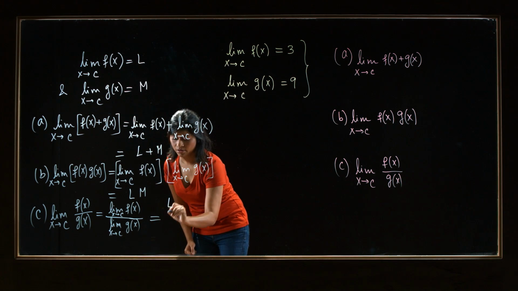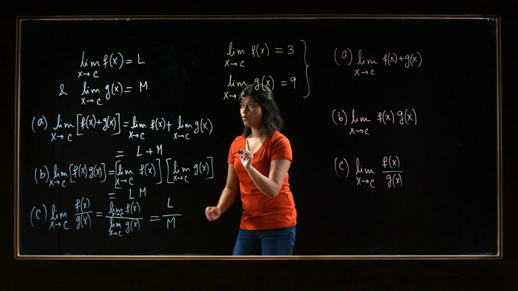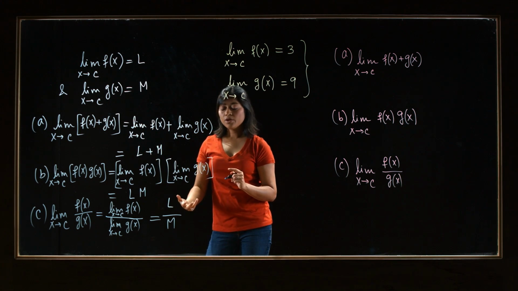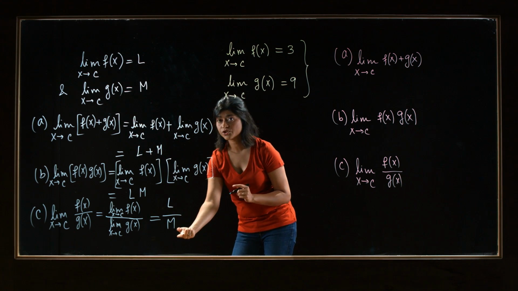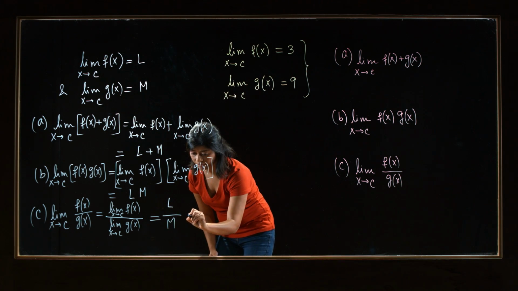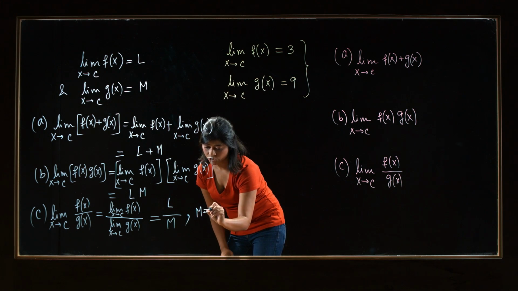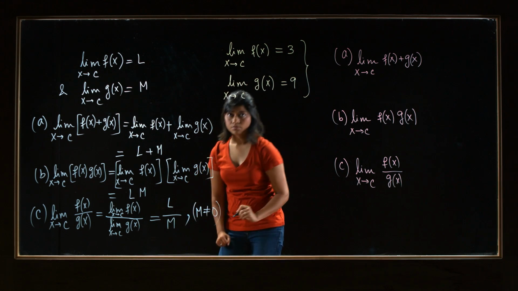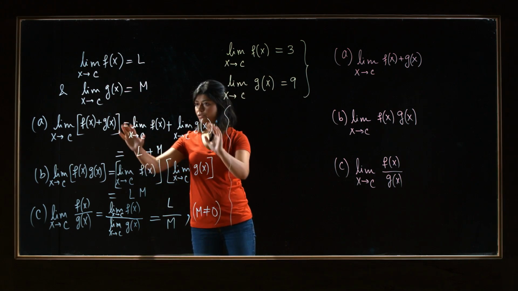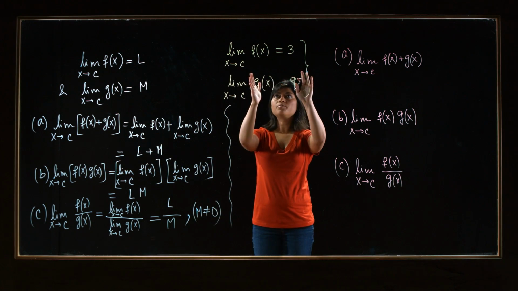So you can have L over m, but notice there can be one situation where the limit of g, this value m, is 0. And if that's the case, then you're dividing by 0, which is undefined. So we have to be careful about this. This is only true when m is not 0. That's one restriction we have. Okay, so these are some of the basic properties. Let's go back to our problem.